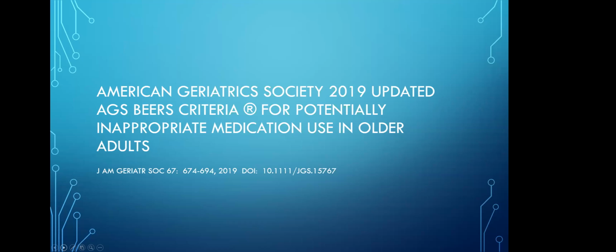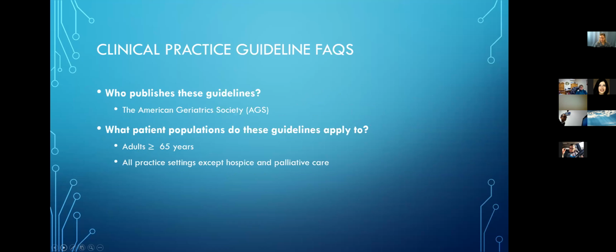practice recommendation that is updated on a routine basis by the American Geriatric Society. And it takes into account feedback from lots of stakeholders to really help us to be able to identify some key interventions for medication use for older adults. So the American Geriatric Society publishes these guidelines. The patient population these guidelines apply to are adults over the age of 65 years, and they really are meant to relate to all practice settings with the exception of hospice and palliative care.